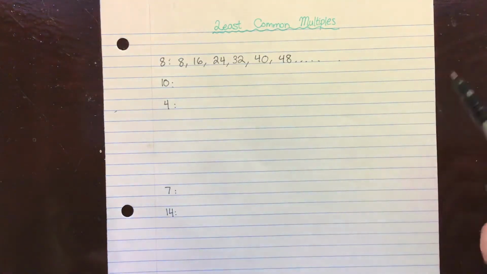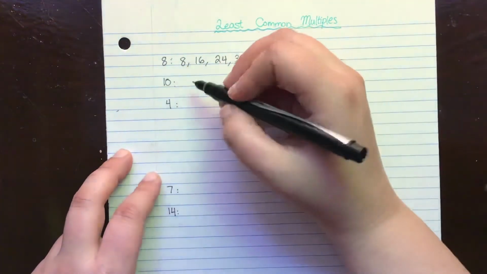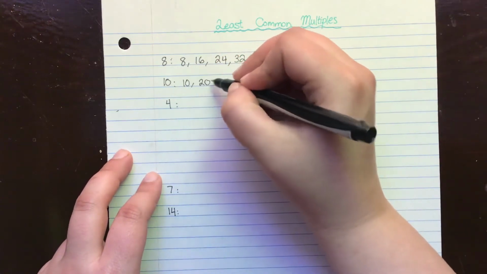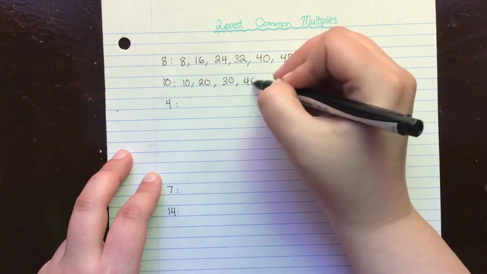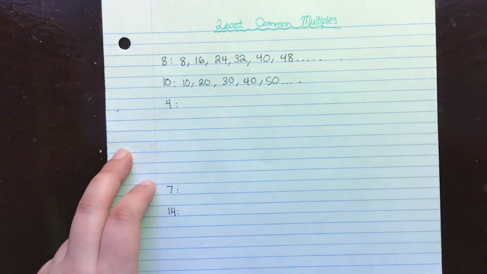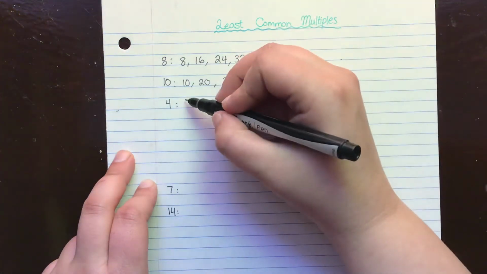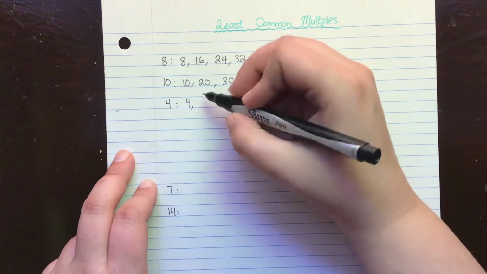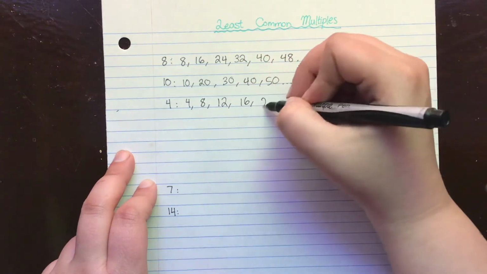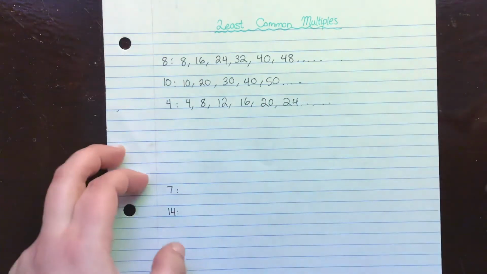Once I have some of those multiples down, I'm just going to find the multiples of my other numbers as well. So multiples of 10, so I think of the tens times table, we have 10, 20, 30, 40, 50, and once again I can do more, but that's probably good. Those are some pretty high numbers. And finally I have my number 4 here, so I do my 4 times tables. 4 times 1 is 4, 4 times 2 is 8, then I have 12, 16, 20, 24, I can keep going, but once again those numbers are getting pretty big.